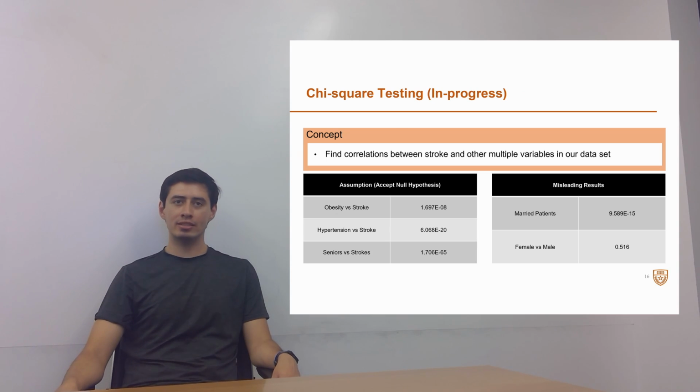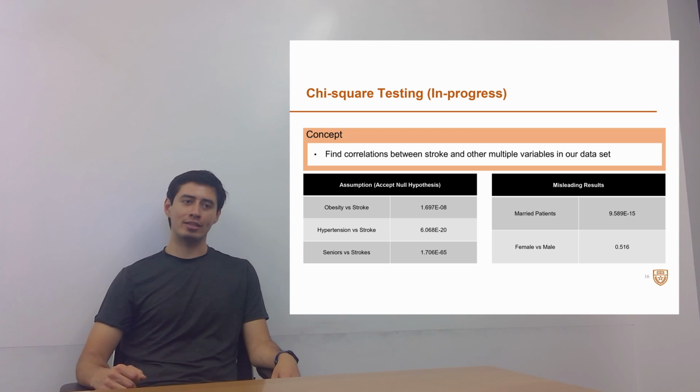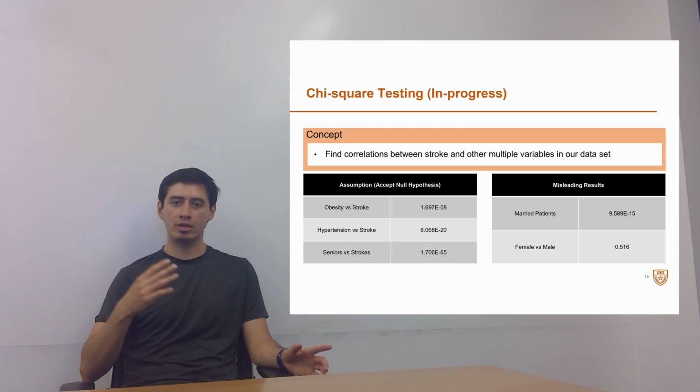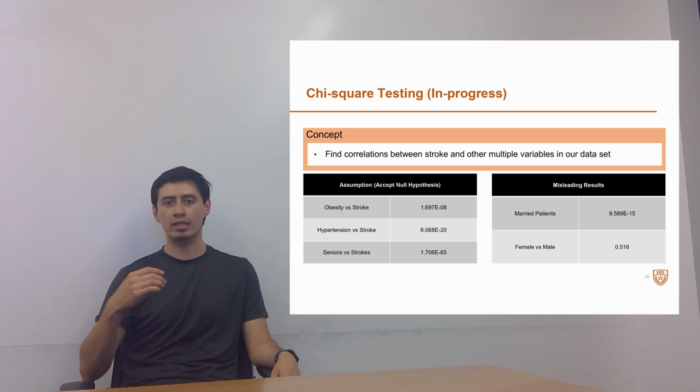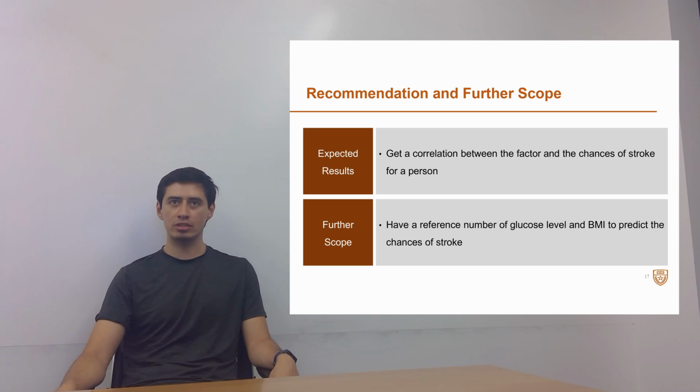For chi-square testing, it's in progress. We have some assumptions: we think that stroke is directly correlated with obesity, hypertension, and age. But we're also going to be aware of misleading results, such as married patients being more likely to have a stroke. Our expected result is to get a correlation between the factors and the chances of a stroke for a person. Our further scope is to have a reference number of glucose level and body mass index to predict the chances of stroke. This is all for today.